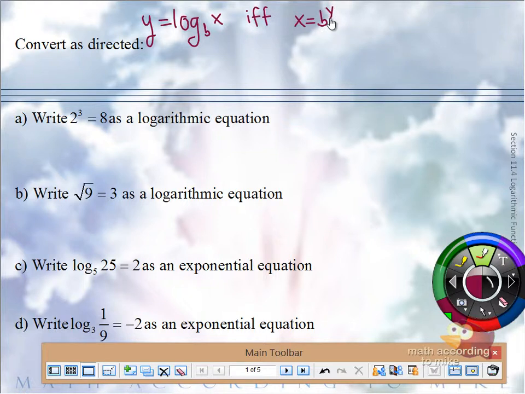Just so you know, for shorthand, IFF means if and only if. You don't want to keep writing if and only if. Also, this notation, a double arrowed equal sign, means if and only if. All right, so we're going to go back and forth between logarithmic equations and exponential equations.